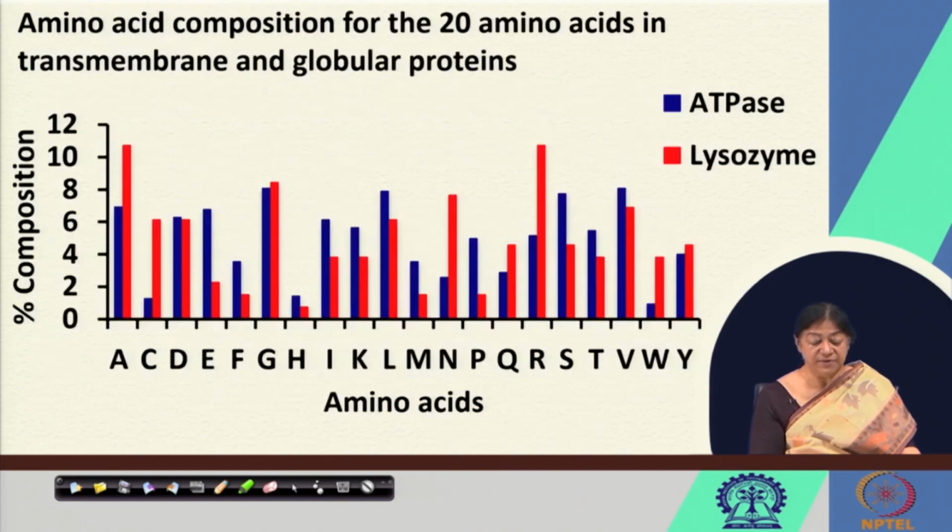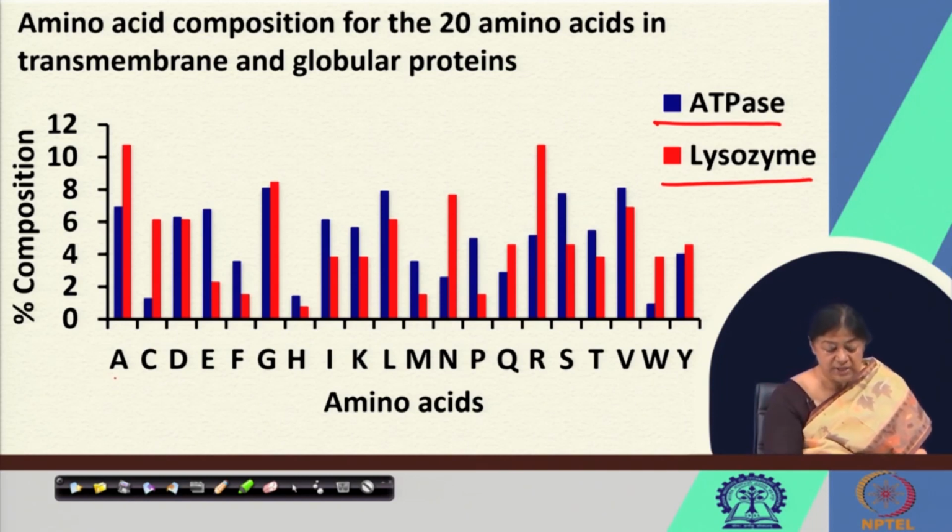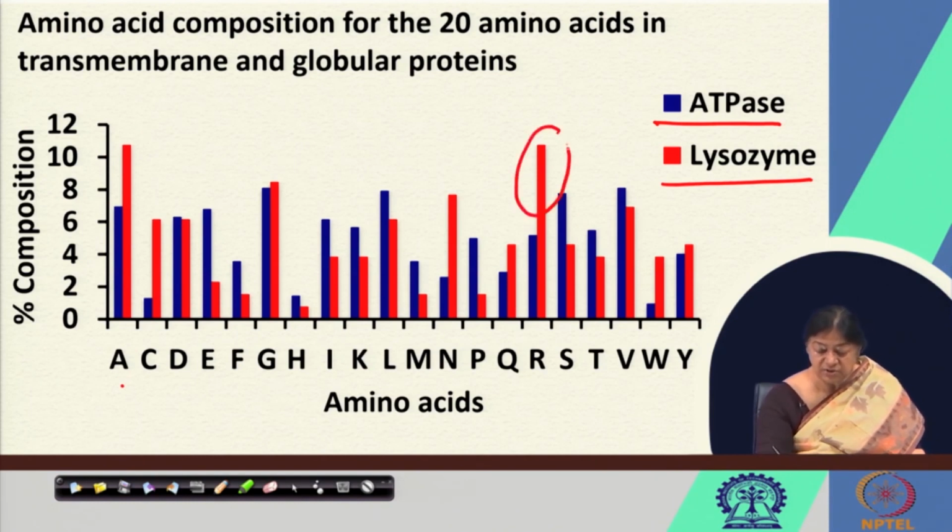So, here we have the amino acid composition for 20 amino acids in transmembrane and globular proteins. So, what does this look like? This looks like two proteins, ATPase, which is a membrane protein, and lysozyme, which is a regular globular protein. If we try to look at the different types of amino acids that we have here and where they are located, we see that we have alanine. Let us look at the larger ones here. We have arginine here, we have alanine here, and we have asparagine here.